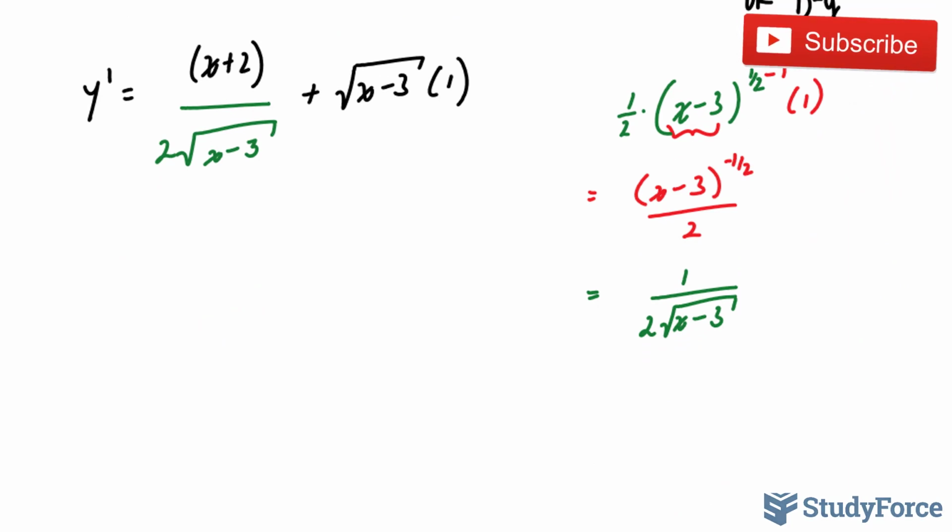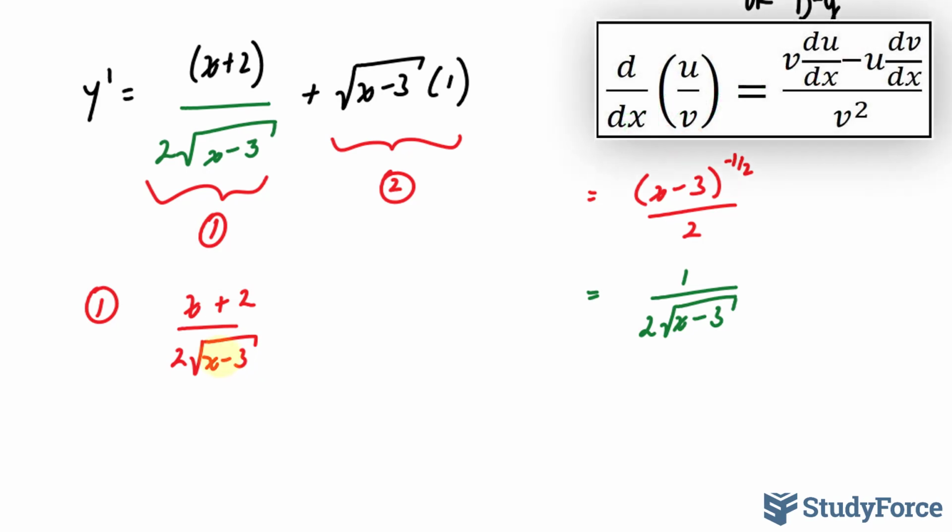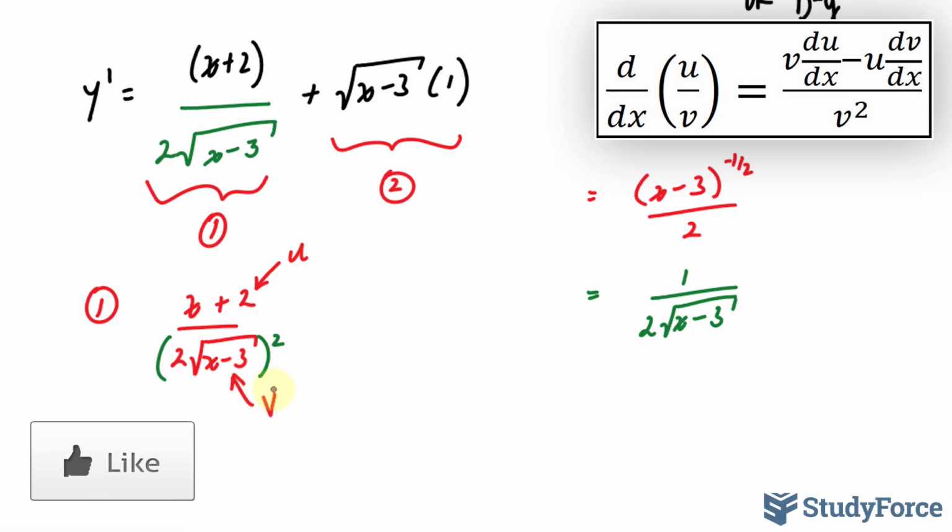This is where it gets a little more complicated, because first I need to find the derivative of this, and then the derivative of that. Or I can combine these two terms by finding a common denominator, although I feel that's more work. I'll label this term 1 and this term 2, starting with 1. X plus 2 over 2 times the square root of x minus 3. According to the quotient rule, I need to square the bottom part and then find the derivative of both of these. Once again, I'll label this u and I'll label this part v.